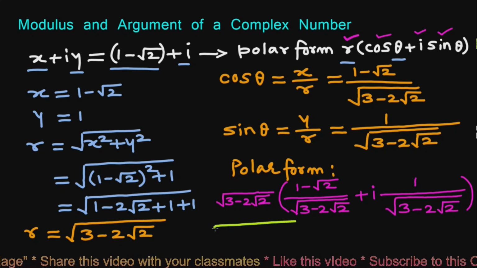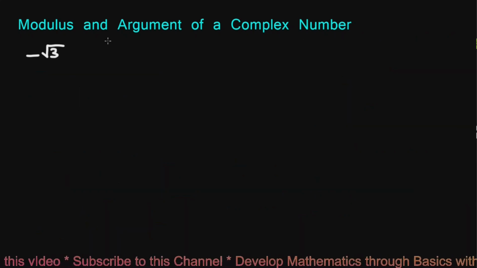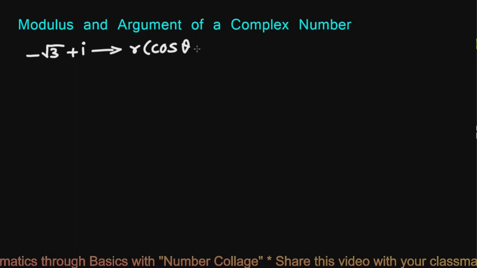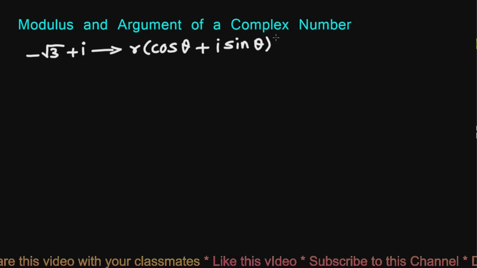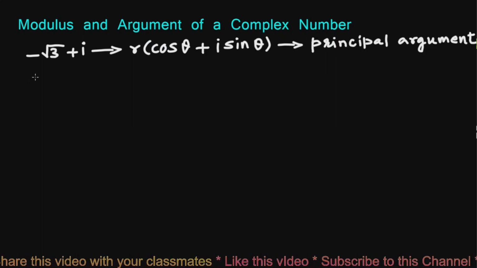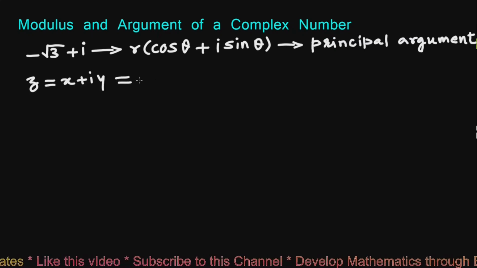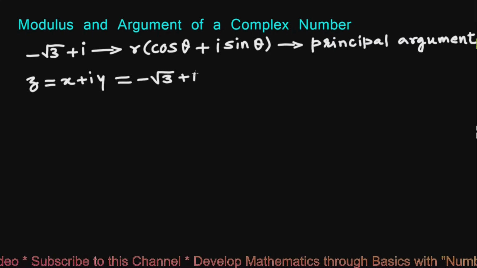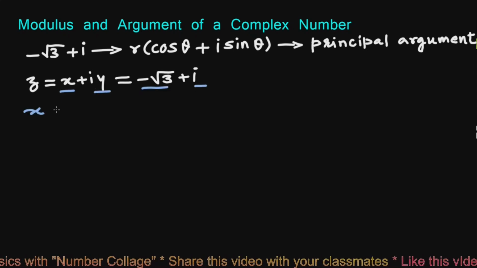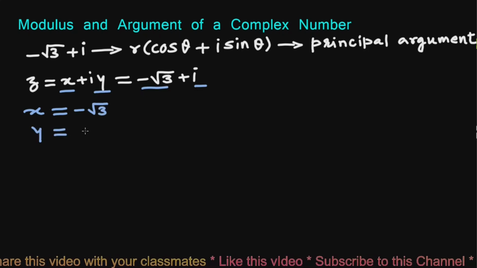So this is the required polar form. We have to express minus root 3 plus i in the polar form r into cos theta plus i sin theta and find its principal argument. We are given z equals x plus iy to be minus root 3 plus i. By equating real and imaginary parts, we write x equals minus root 3, y equals 1.